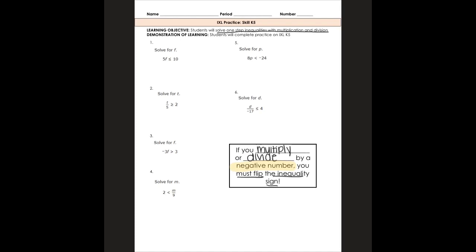So let's get started. Number 1, we have 5f is less than or equal to 10. I want f to be all by itself, so I need to do inverse operations. This f is being multiplied by 5, so the opposite of multiply by 5 is divide by 5. So I'm going to divide by 5 on both sides. The f, bring it down, bring down your symbol, and 10 divided by 5 is 2. Since our letter is all by itself, this is our final answer.